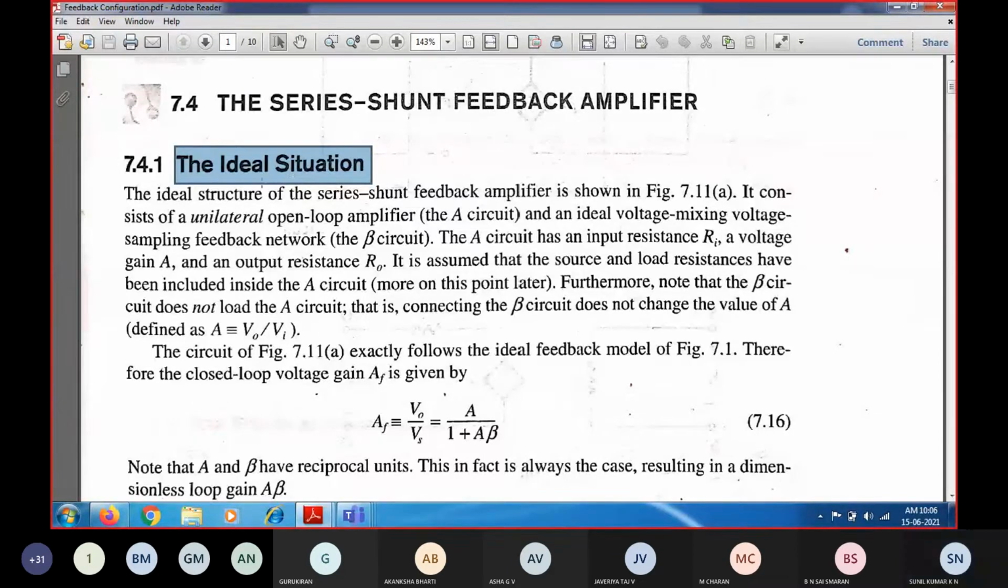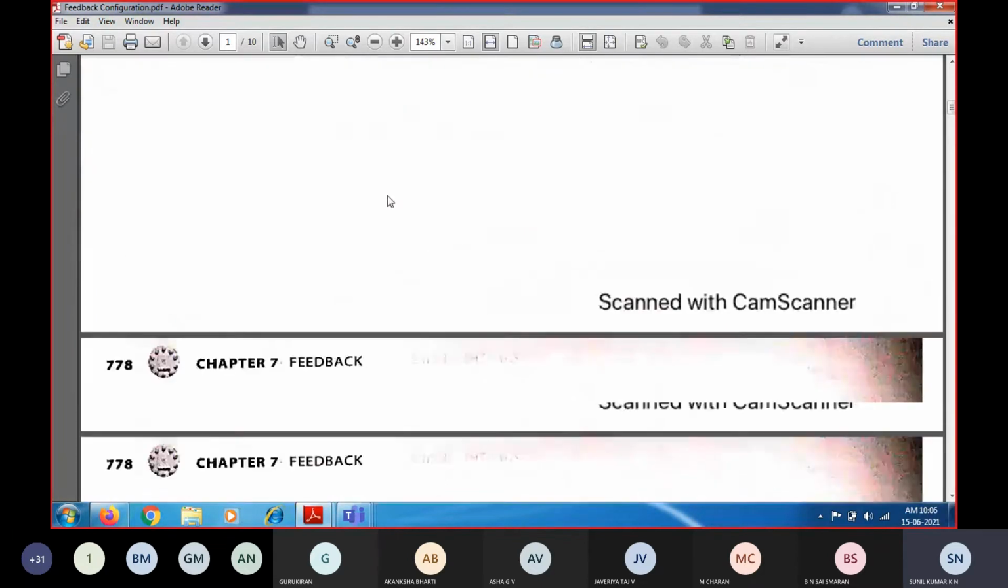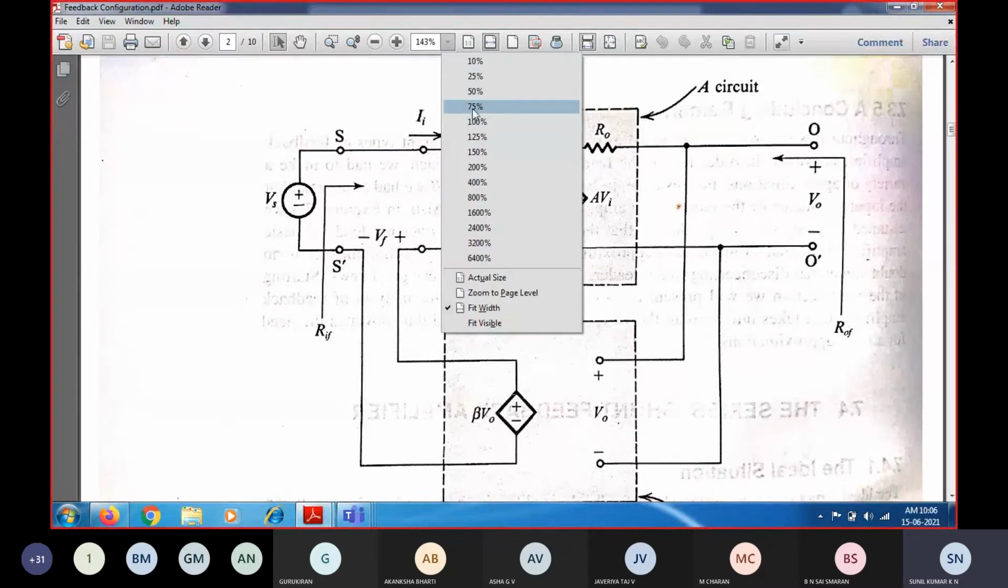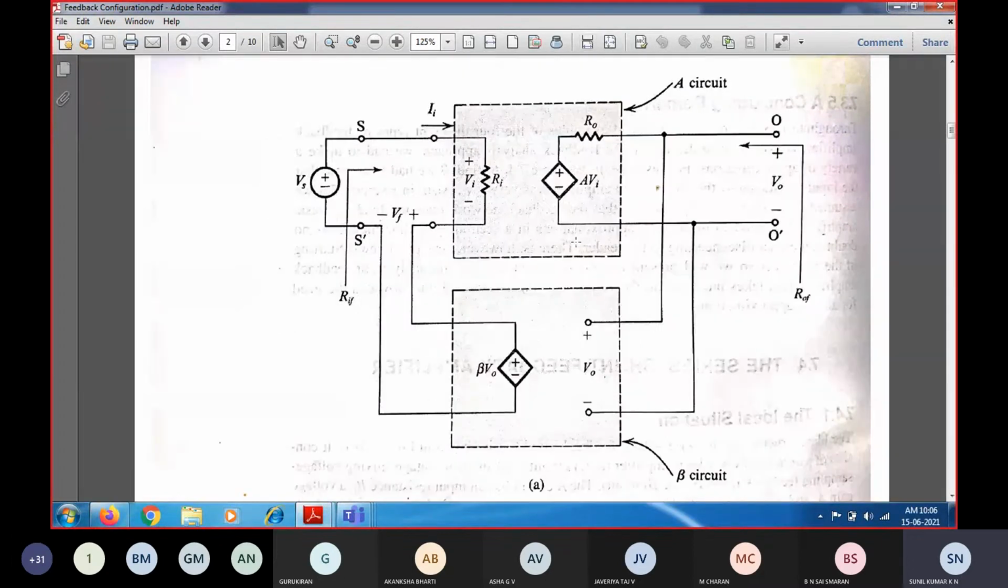So for this ideal structure of the series shunt feedback amplifier, you can see this is the ideal structure of the feedback amplifier. In this we have the input signal source denoted as Vs. Along with that, you can see this is the main amplifier circuit. So for this main amplifier circuit, what is the input? The input is nothing but Vi.